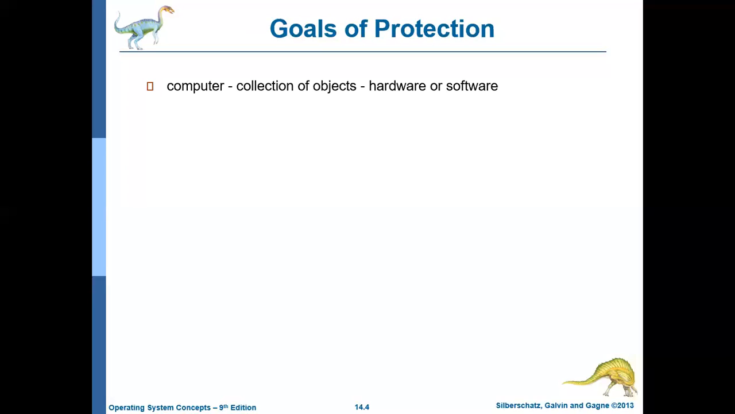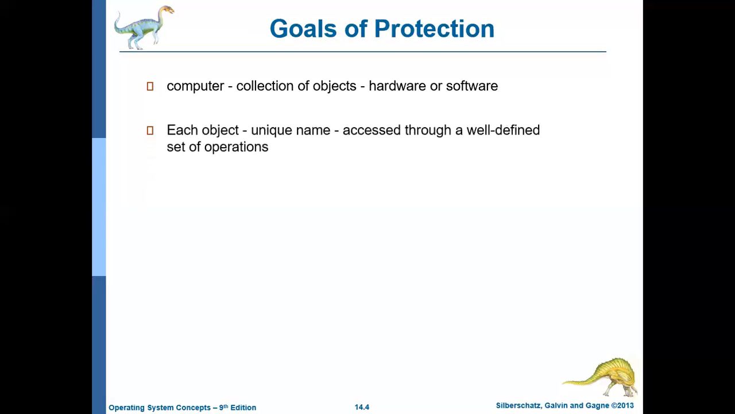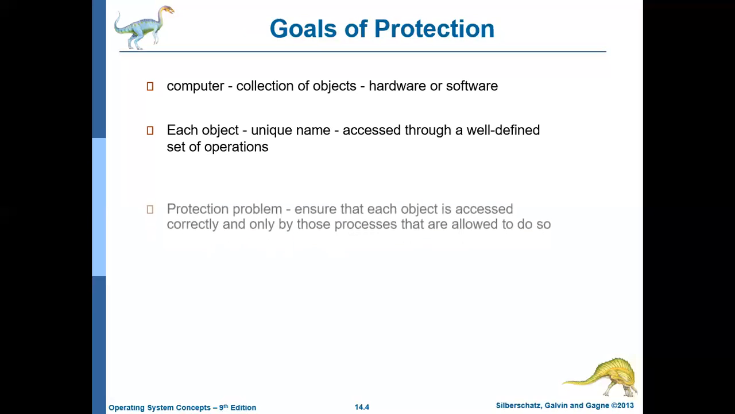Fine. So we can say that a computer is a collection of objects. Here objects can be hardware or software. For example, you can call a printer an object, a disk drive an object, or a file an object. Every object will have a unique name and a well-defined set of operations. Operation means what can be done on the object. If it is a file, you can perform a read, write, or execute operation. If it is a printer, you can perform a print operation, and such things.